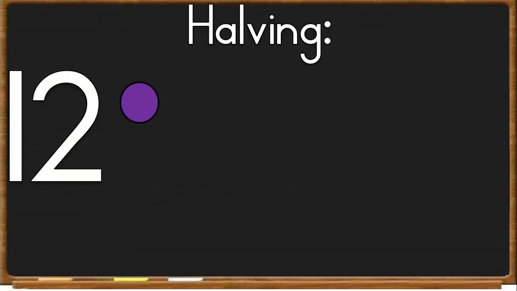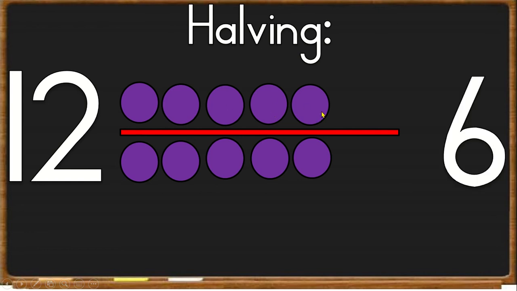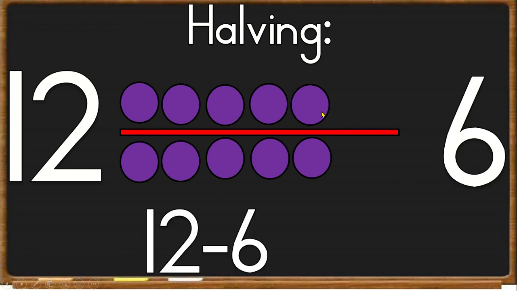Now we're going to look at 12. I'm going to put my 12 balls. I'm going to cut it in half and count how many I have on one side. 1, 2, 3, 4, 5, 6. I'm supposed to have 6 balls here. So 12 take away 6 equals 6.